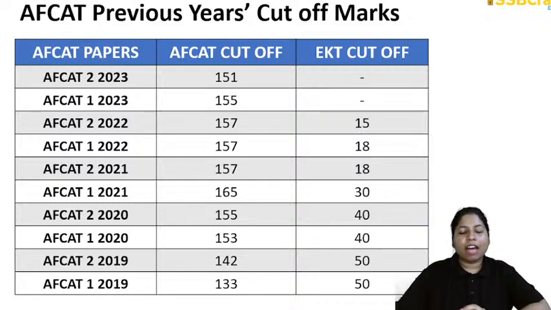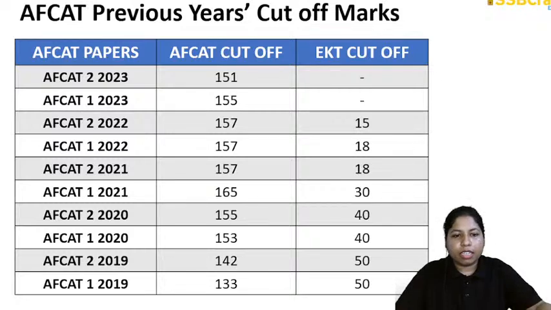Let's have a look at the FCAT previous years' cutoff marks. For FCAT 2 2023, the cutoff was 151. For FCAT 1 2023, it was 155. For FCAT 2 2022, it was 157. So you can see that different cutoffs are given, and the cutoff generally ranges from 130 to 160.